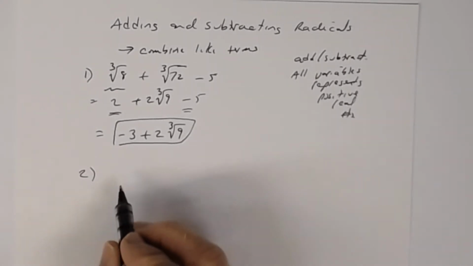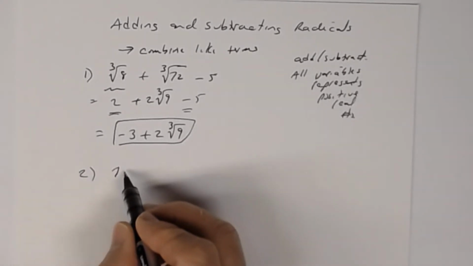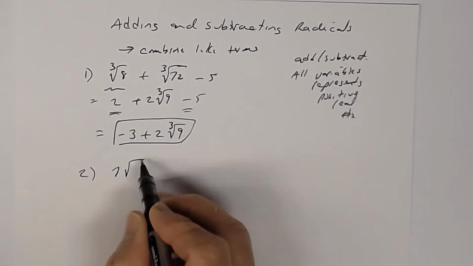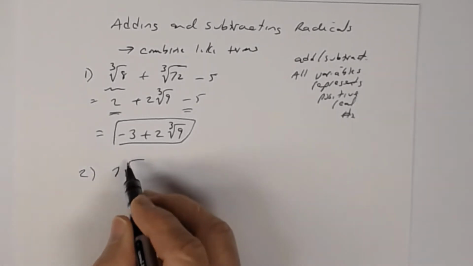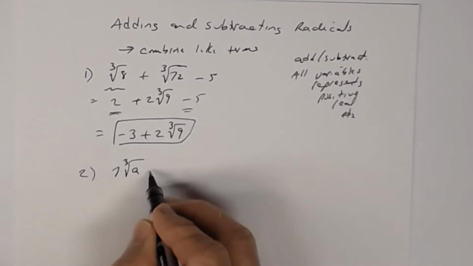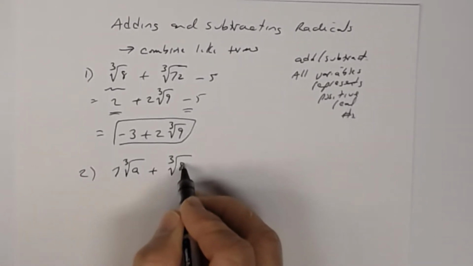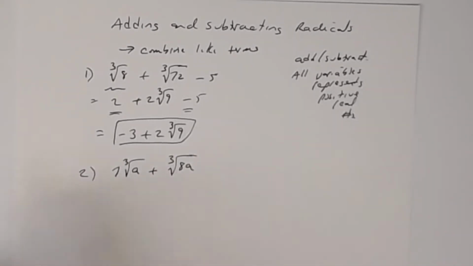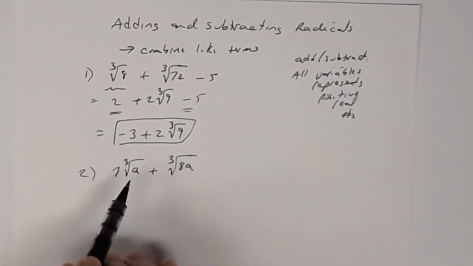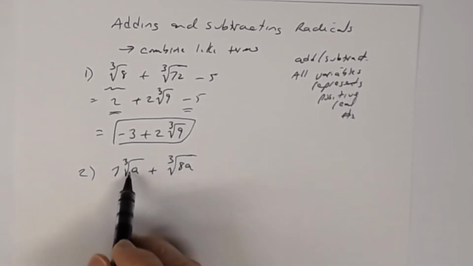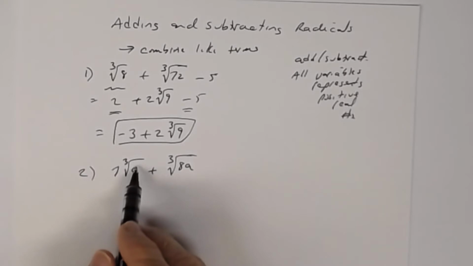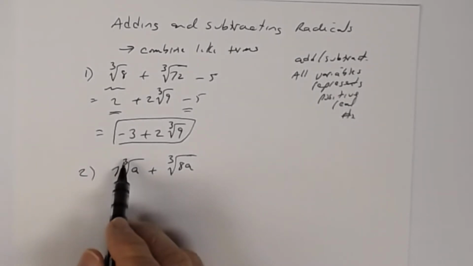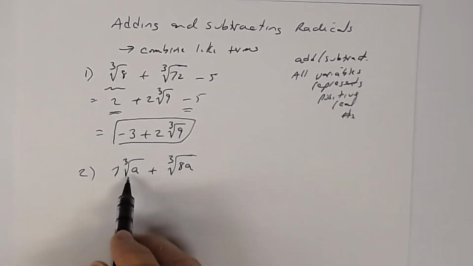Number 2. Let's suppose we had 7 times the cube root of a, plus the cube root of 8a. Now remember when we talked about simplifying radical expressions with variables in the radicand. This is a to the first. Since 1 is less than 3, I cannot simplify this any further in terms of the variable.